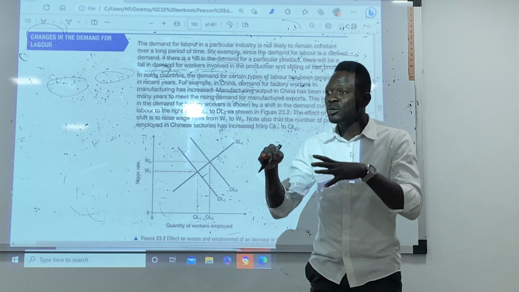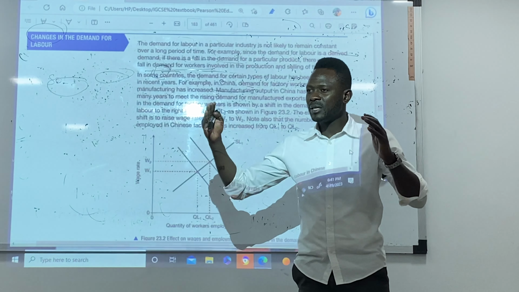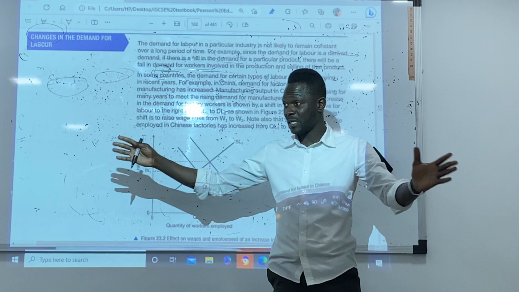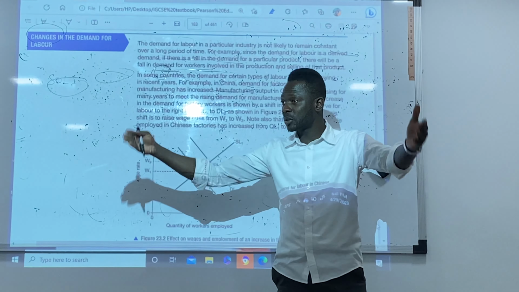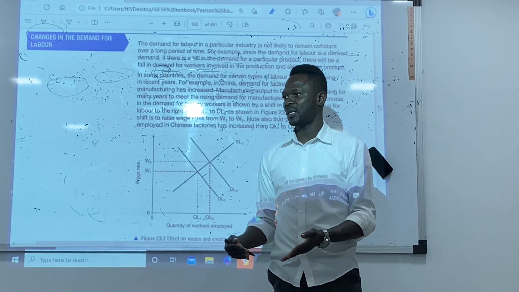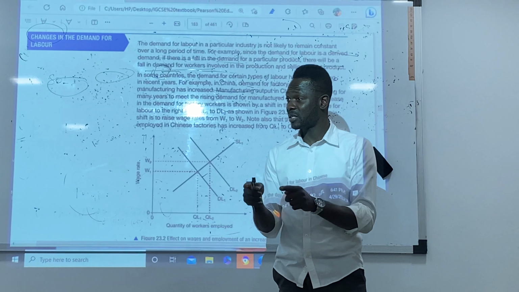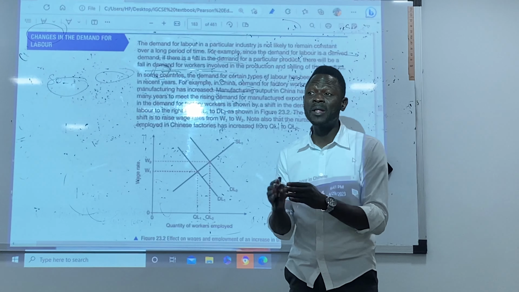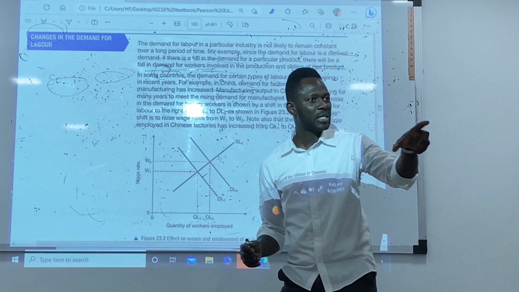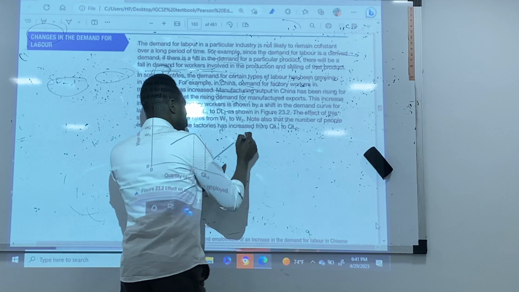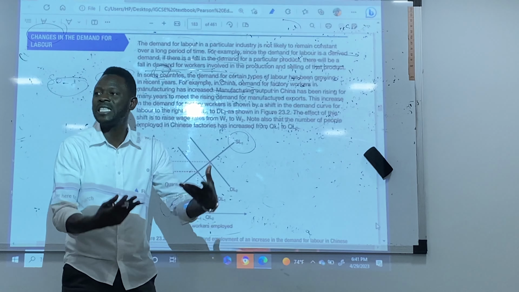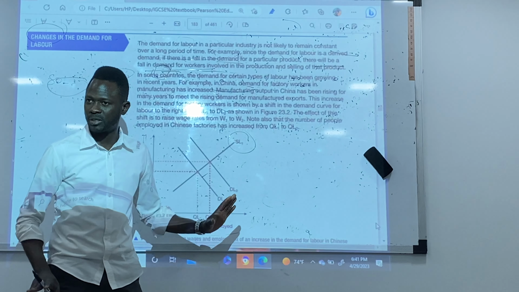So if the educational sector is expanding, like a lot of schools are opening, a lot of students are trooping in, international students, the demand for teachers would what? Increase. Because at that point in time, the supply of labor would stay. The demand for labor would have exceeded the supply of labor. That's what it simply means.